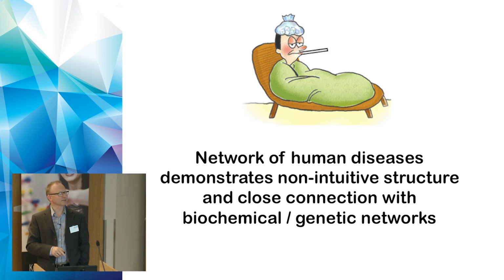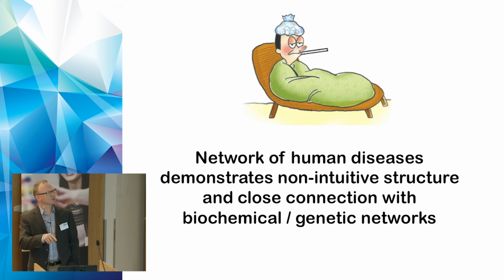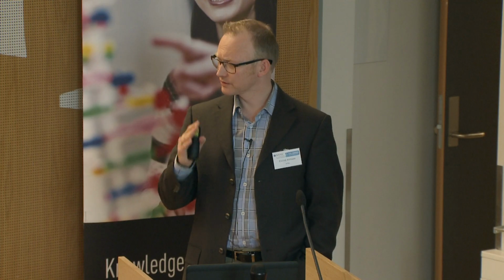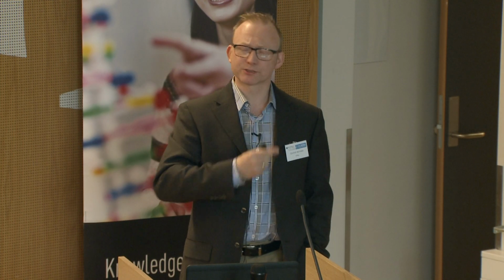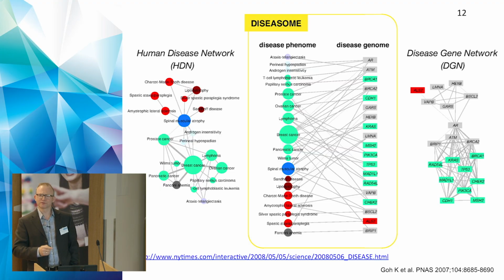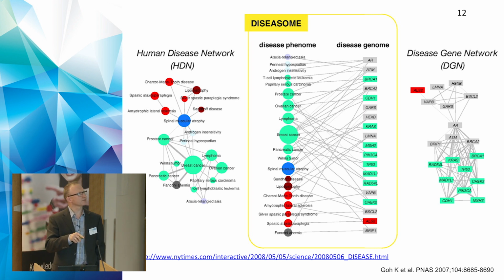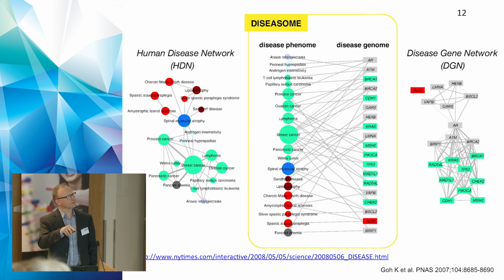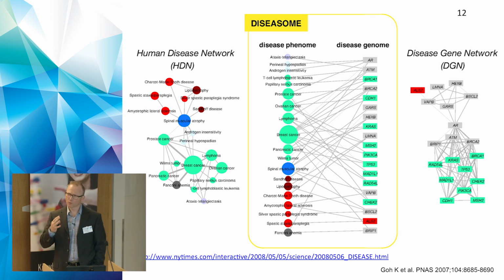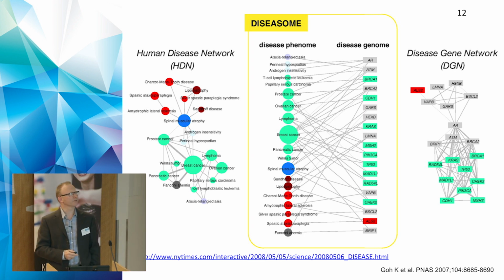Network of human diseases. My claim is that this demonstrates non-intuitive structure and close connection with biochemical and genetic networks. That's my claim, and try to keep that in mind as we go through the next few slides. So you can start building up a network of diseases by looking at, for instance, the disease phenome, that is, different diseases and the genes that are known to be related to the diseases. A good source for this is the OMIM database. There are other ways of approaching it, but this is one particular way that's received quite a lot of attention.